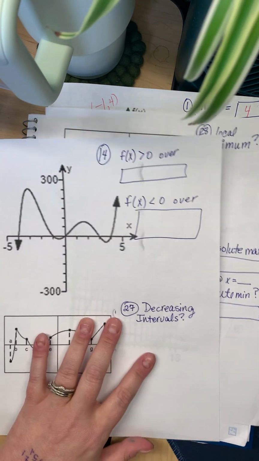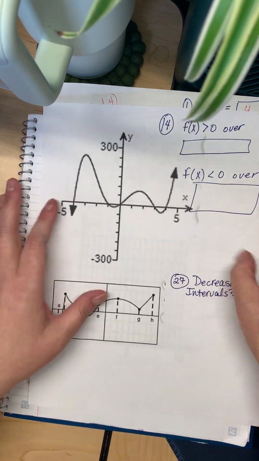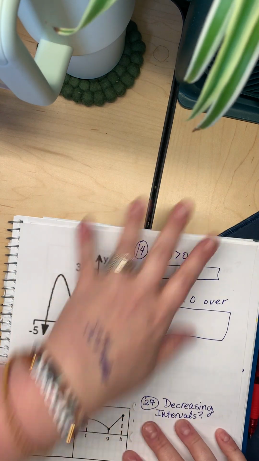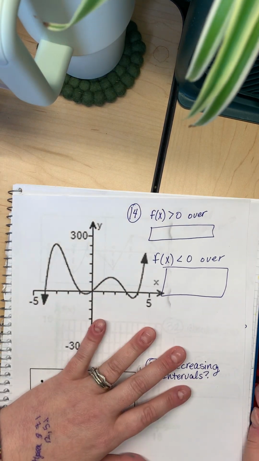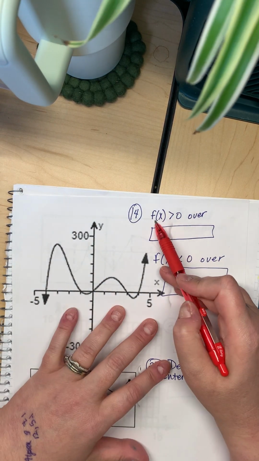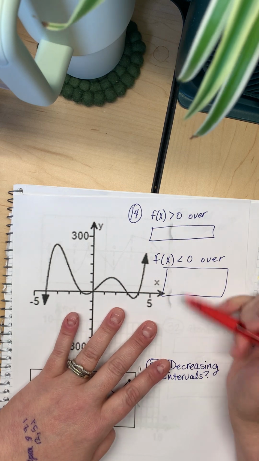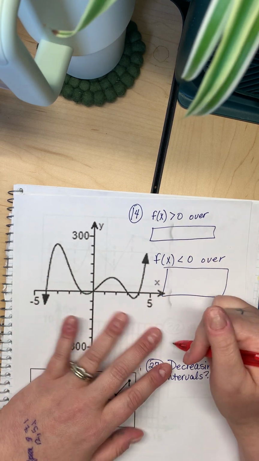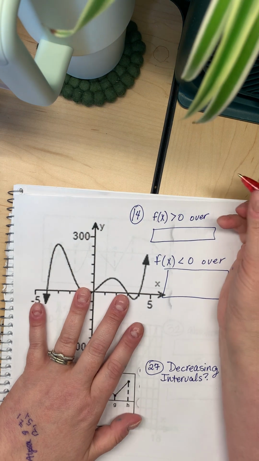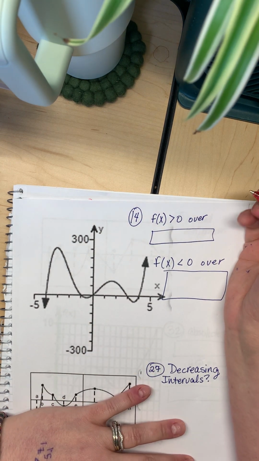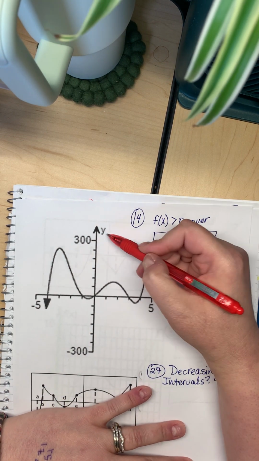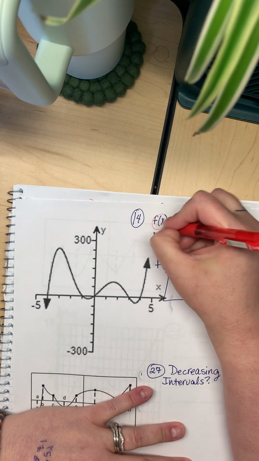So whenever you see that f business, it means you have to look for the closed hole. Okay, let's look at number 14. Number 14 says a bunch of symbols, but we know what these symbols mean, kind of. Okay, this first one says f of x bigger than 0 or greater than 0. Well, what is f of x? Is that x or is it y? F of x is y.